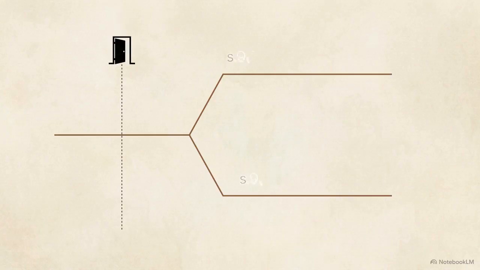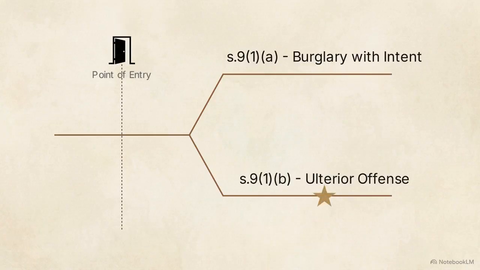This timeline illustrates the strict temporal requirement of Section 10. The defendant must possess the weapon at the time of the burglary. For a 1A charge, they must have the weapon right at the threshold of entry. For a 1B charge, they must have it precisely when they commit the ulterior offense inside.